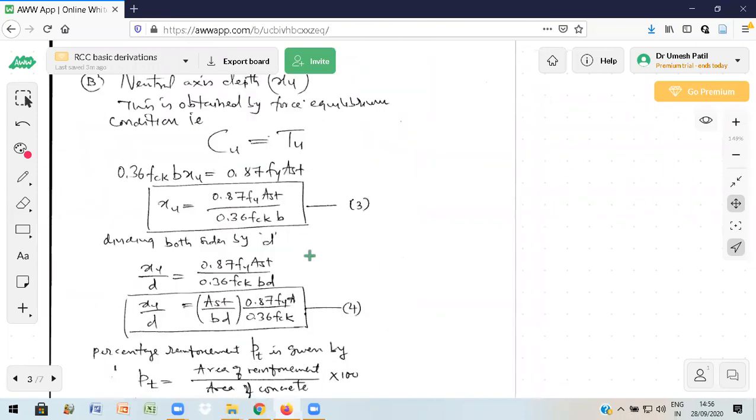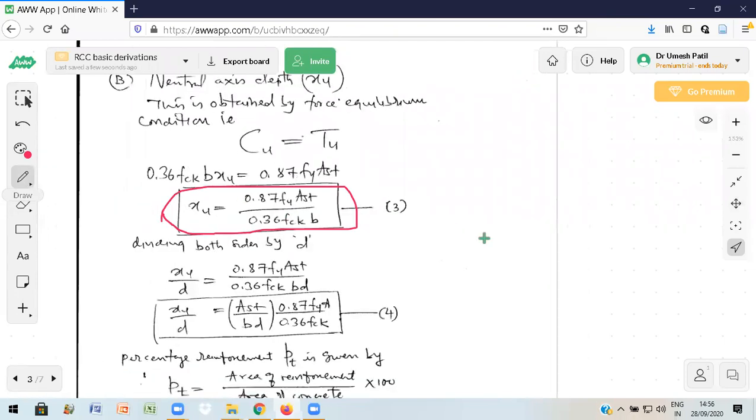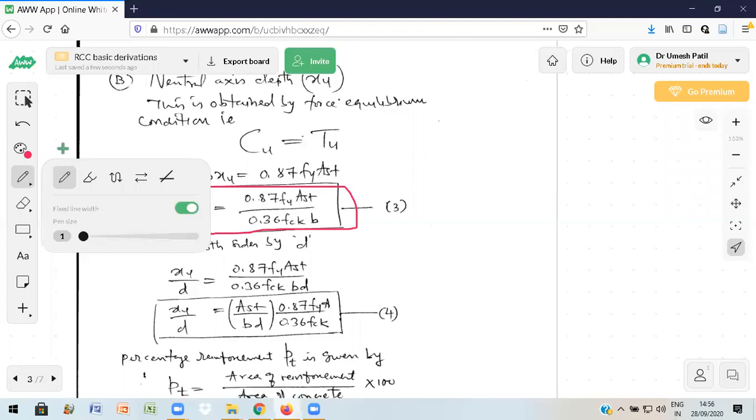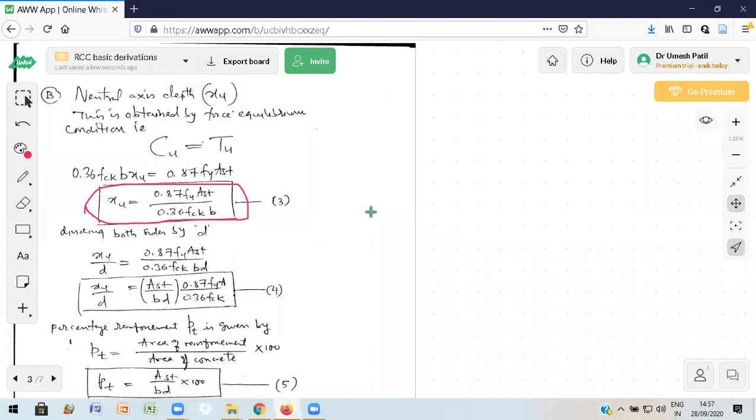Now finally, what I will prove here, my final objective, is this one. This is the formula I'll be using to calculate the depth of neutral axis for RCC beams. Ultimately, I'm going to prove this one. How I'm doing it? Just observe this, how it is done.